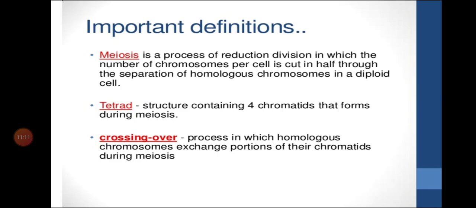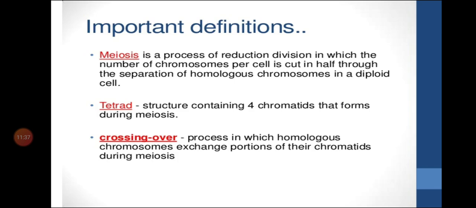Then crossing over. Crossing over is a process in which homologous chromosomes exchange portions of their chromatids during meiosis. This also I have discussed. Crossing over means the process in which homologous chromosomes interchange their genetic material, that is, the portion of their chromatids, during meiosis.